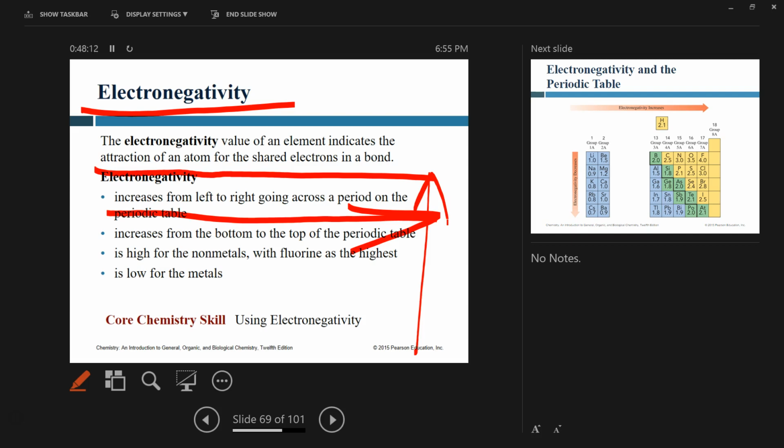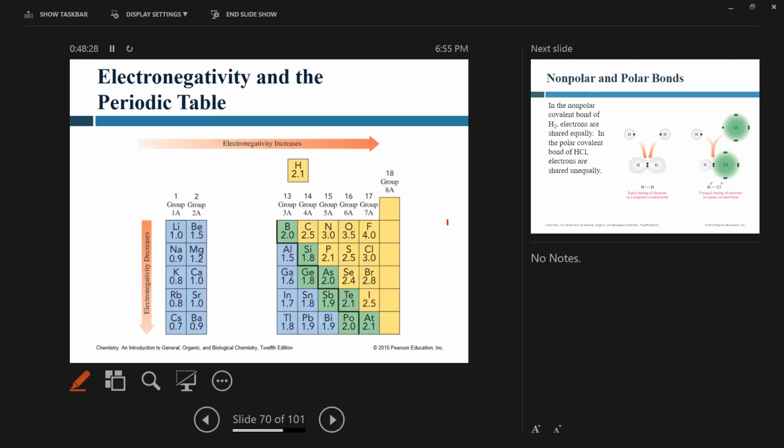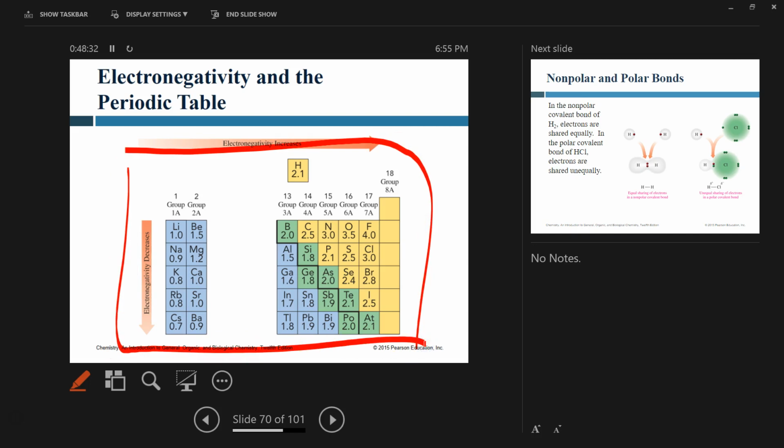Now, what is the most electronegative element of all? Look at the periodic table. Forget about noble gases, they're boring. Fluorine. Now, this is the electronegativity of different elements in the periodic table.